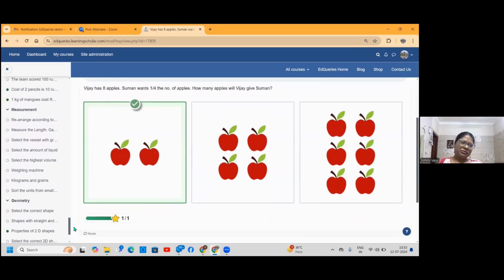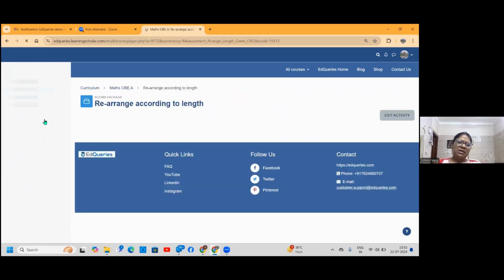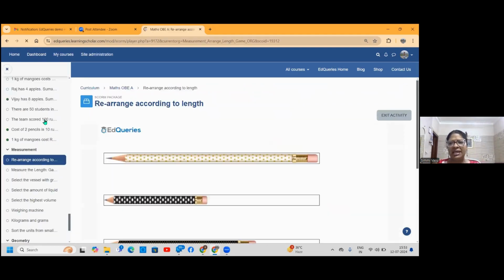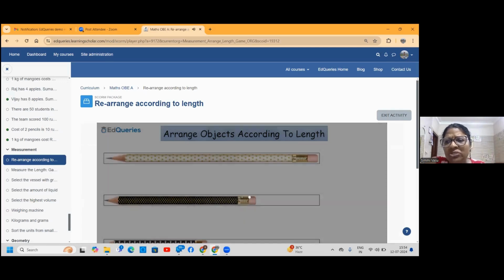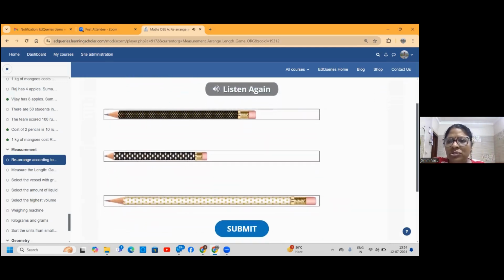Another important topic, which we at times are at a loss how to teach, is length or measurements. So the best way to do is with the real objects, showing them shortest and longest. Rearrange the objects so that shortest is at the bottom and the longest at the top. Then click submit. Similarly, we always call these pre-math concepts also. These things have to be clear in their mind.